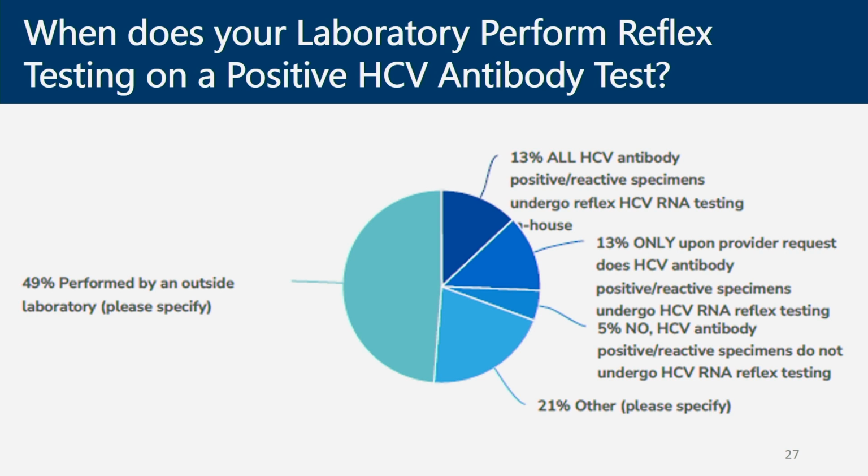Moving into some additional results, we asked respondents how often they reflexed to confirmatory testing on samples that tested positive for hepatitis C antibodies. And we saw that about half of them sent out for that kind of confirmatory testing to a reference lab. About 13% reported that they always automatically reflex to a confirmatory test on antibody-positive specimens, and then about another 20% said that they never reflexed or that they only reflex upon provider request.